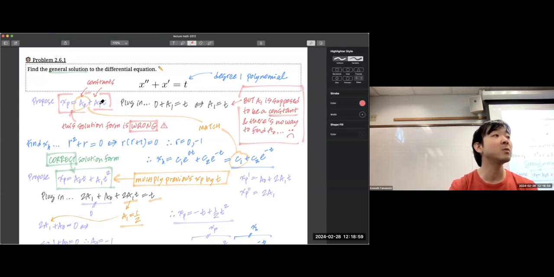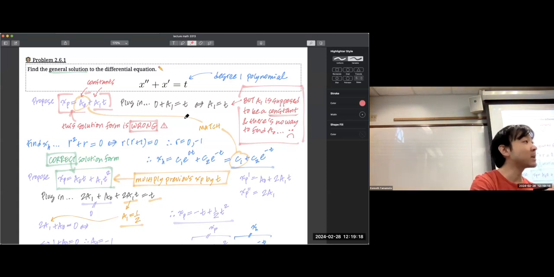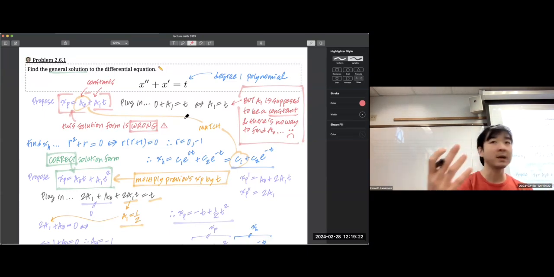This usually leads to a contradiction, where you're assuming that they're constants, and then you get that one of them is not a constant, and sometimes the other one you can't even find because this one, A naught, just disappeared from everything, and it's like, what is A naught at that point? If the entire particular solution, all the terms match with the homogeneous, then you'll get a false statement, like 0 equals something that's not 0.